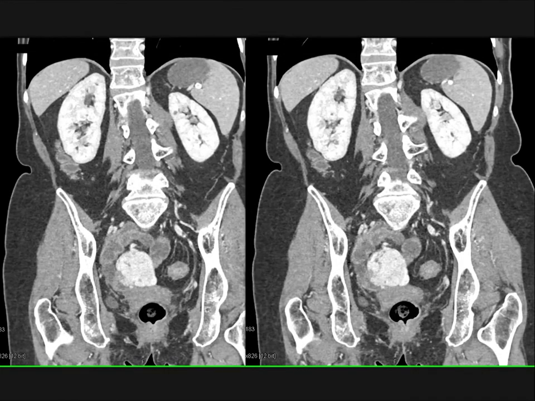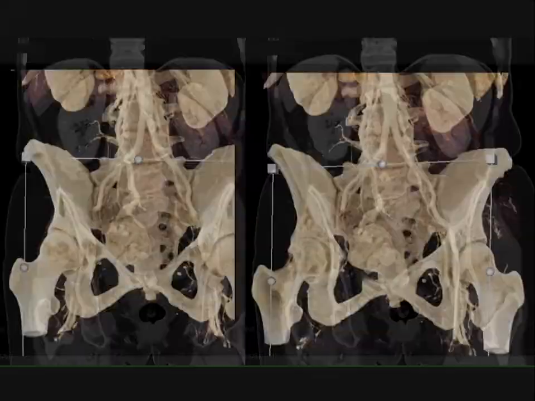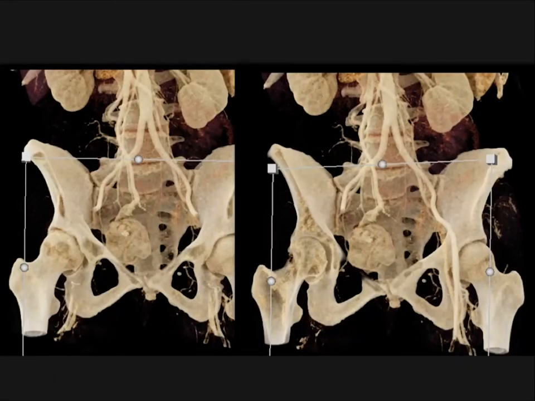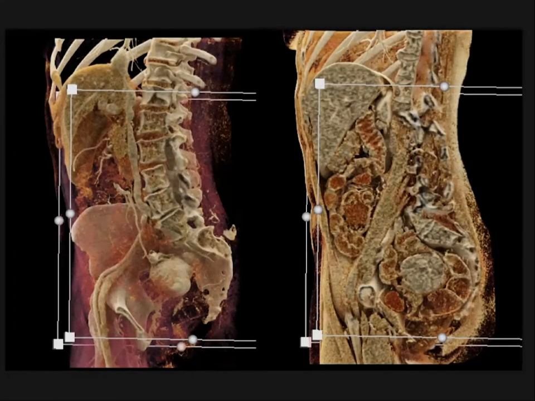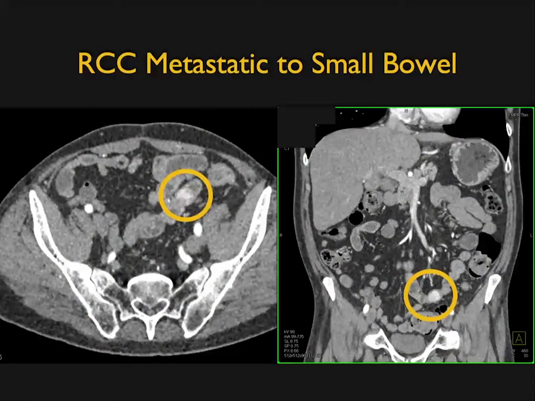Beautifully shown on the 3D imaging here, the internal iliacs, and really nicely shown there as well. You see the vascularity. This is cinematic rendering, of course. You see the tumor, you see its vascularity, and you see its position and extent. Now, I've mentioned vascular tumors in the small bowel. Always think about metastasis, like from renal cell carcinoma.